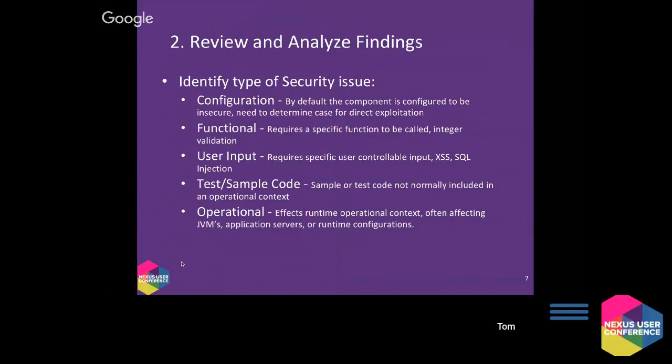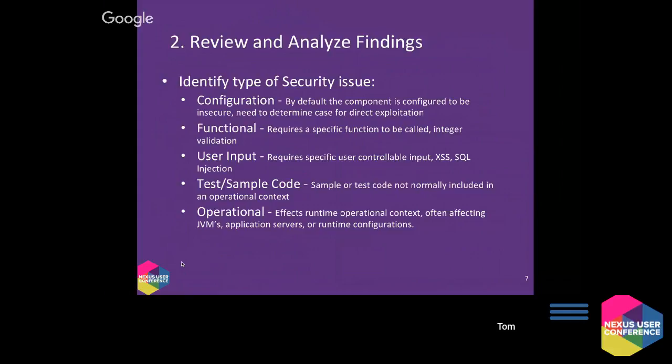So as you're looking through and you're doing the analysis on the findings, a couple things to keep in mind are the types of issues that you're dealing with. Are they configuration related? So are you looking at components that are configured to be insecure? So are they vulnerable to direct exploits? Are they functional type issues to where there's a function being called, for example, integer validation? That's an issue. Or are they really user input? Is it cross-site scripting? Is it SQL injection?